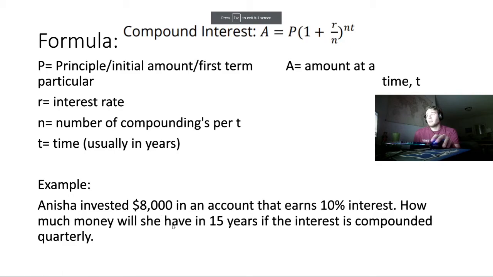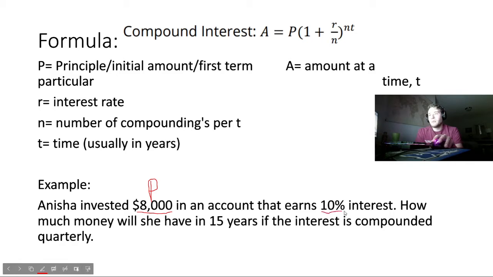So I'm going to go ahead and make this large here. And we're going to read this example there. It says, Anisha invested $8,000 in an account that earns 10% interest. How much money will she have in 15 years if the interest is compounded quarterly? So I'm going to go ahead and draw on this. And right here, we see this 8,000. That is going to be our P, principal, okay? This right here, 10%, is going to be R, interest rate, which we need to write as a decimal, 0.1. Okay. And then here, this 15 years is going to be T.